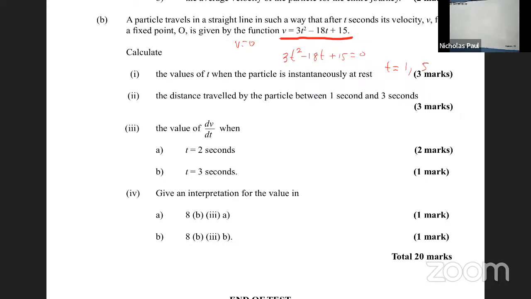That's okay? Oh, we did this one already, huh? Yeah, it's looking familiar. The distance traveled by the particle between 1 second and 3 seconds. So you want the distance. How do you get distance again? Integrate, right? You have to integrate the velocity between 3 and 1. So you're integrating 3t squared minus 18t plus 15 dt.